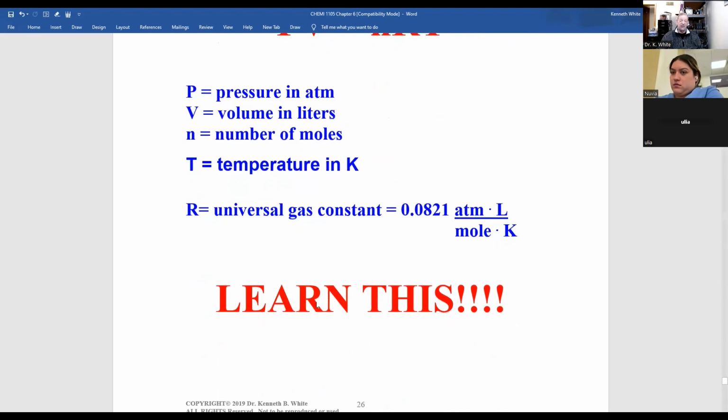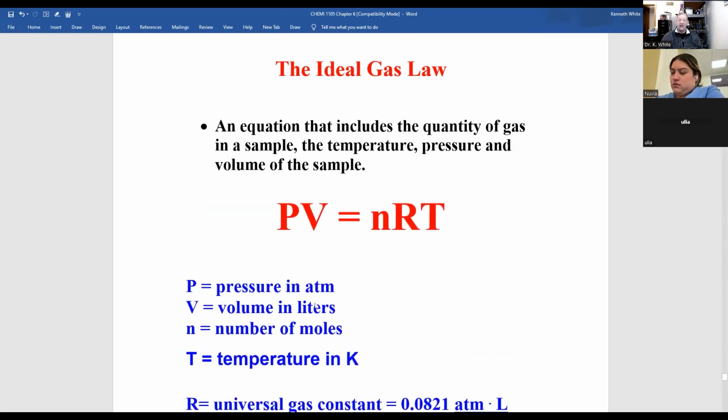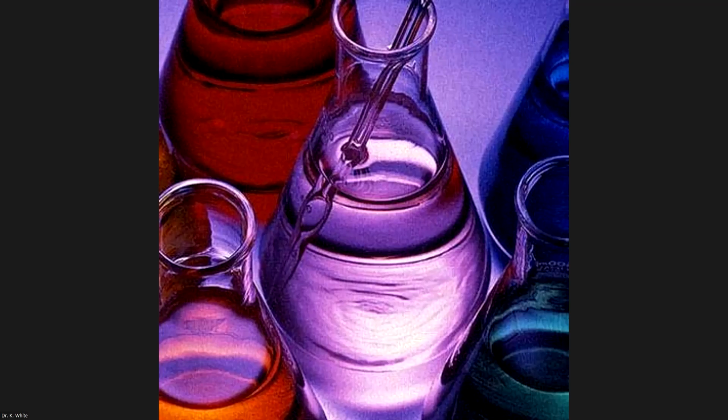If you notice, it says learn this. In the past, you would have to memorize this. I will give this to you in important information, test number 3. But I just looked at the clock. It's time for a break. Let's take about a 5-6 minute break, and we'll come back and finish talking about the ideal gas law.